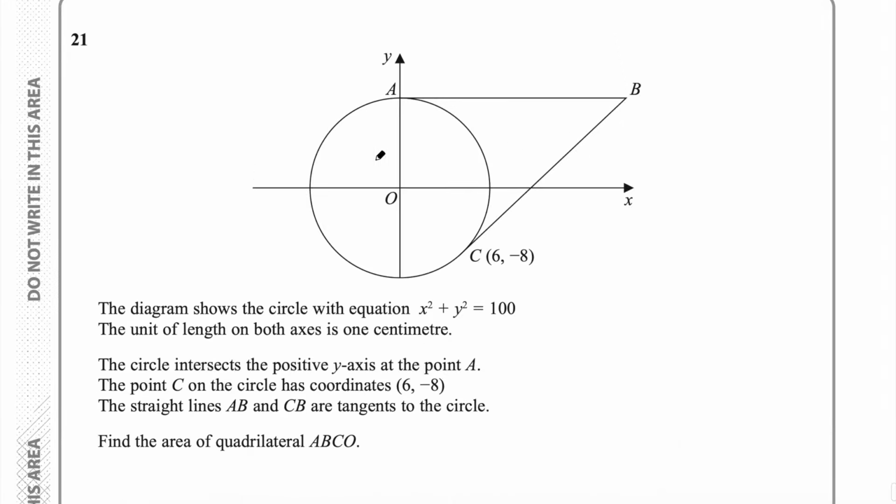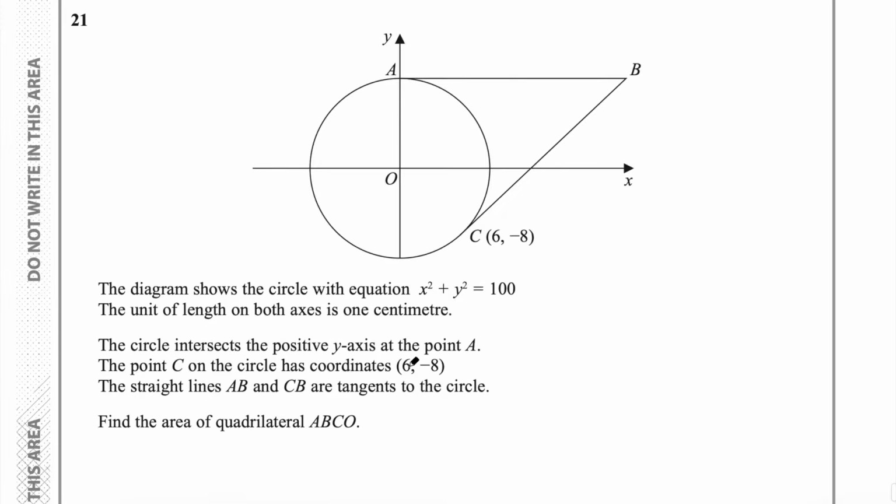Question 21 starts off with a diagram, and it says the diagram shows the circle with equation x squared plus y squared equals 100. The unit of length on both axes is 1 centimeter. The circle intersects the positive y-axis at the point A. The point C on the circle has coordinates 6, minus 8. The straight lines AB and CB are tangents to the circle. Find the area of quadrilateral ABCO.